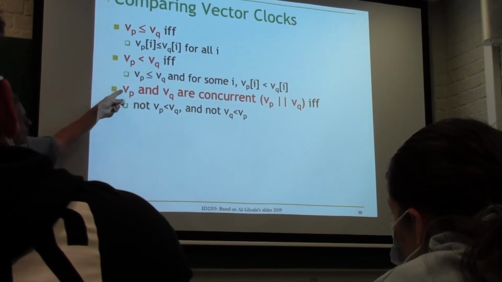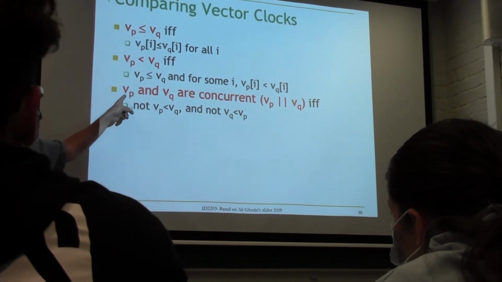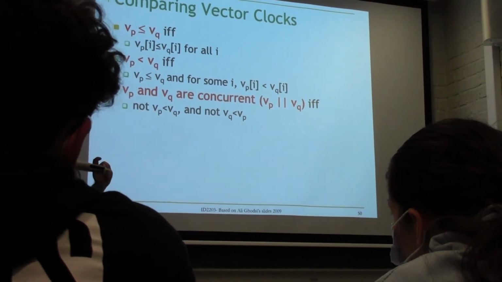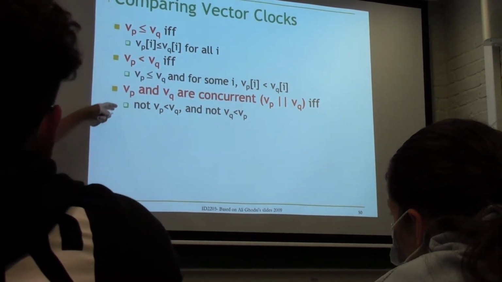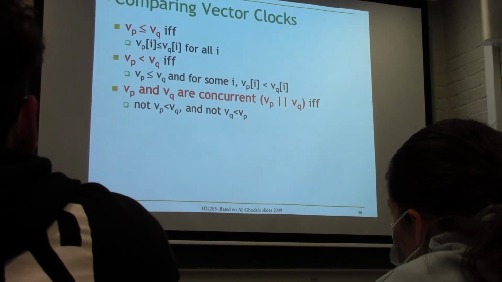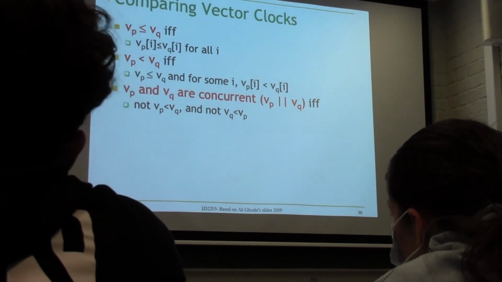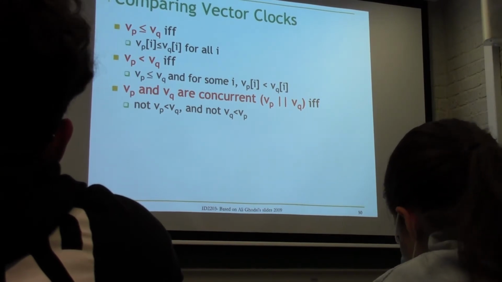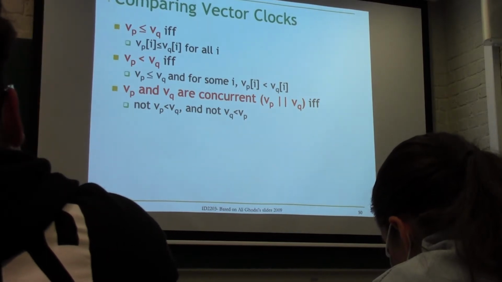But sometimes you cannot order them. You can say Vp and Vq are concurrent if it's not the case that Vp is less than Vq, and it's not the case that Vq is less than Vp. So it's not always the case that vectors are comparable. You can see simply how that can work. I can have 1, 0 as one vector, and 0, 1 as another vector. This could be Vp, this could be Vq. These two cannot be compared. It's not the case that one is less than the other.